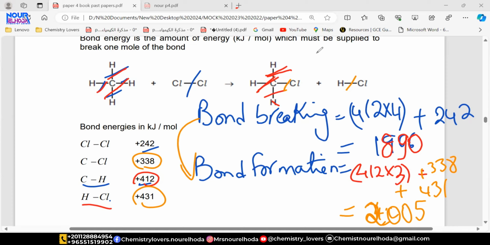So what's going to be the number? Negative 115. Exactly. Bravo, excellent. Since the number is a negative number, it's exothermic. It's going to be minus 115, correct? So is it easy? Yes, Miss.